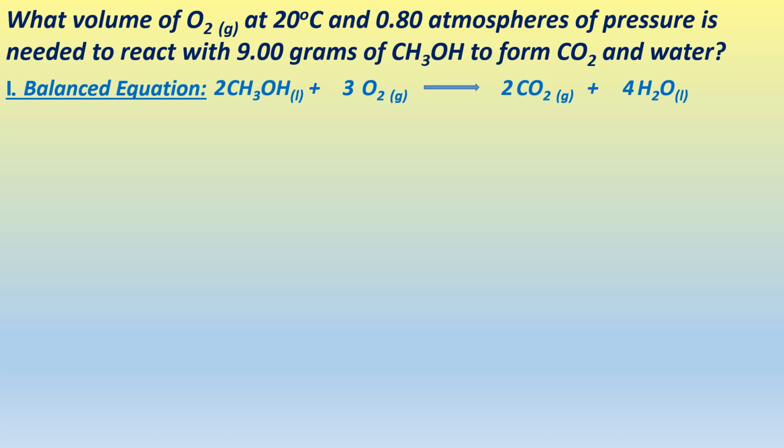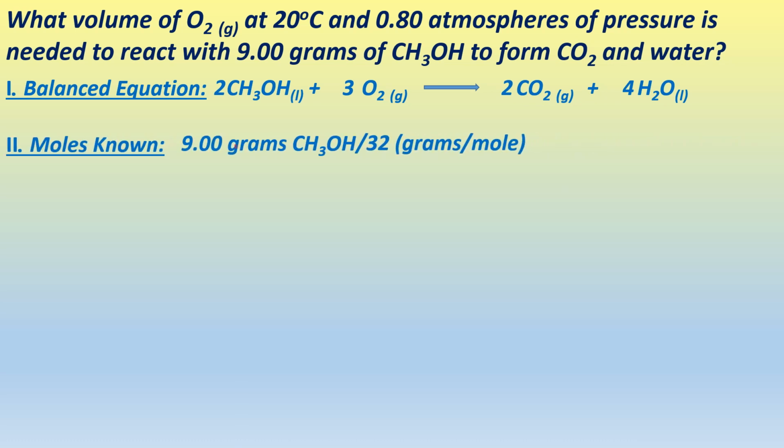The second fundamental is I was given the number of grams of a reactant. One always converts grams to moles. CH3OH, 1 carbon, 4 hydrogens, 1 oxygen, weighs 32 grams per mole. Dividing grams by grams per mole cancels out the grams and leaves me with 0.281 moles of my reactant.